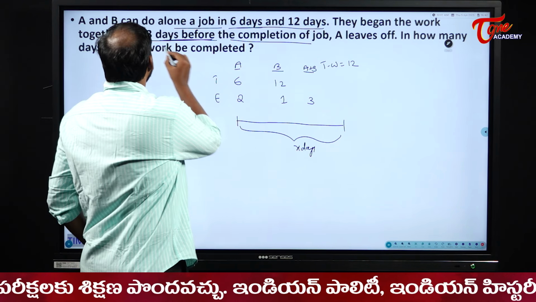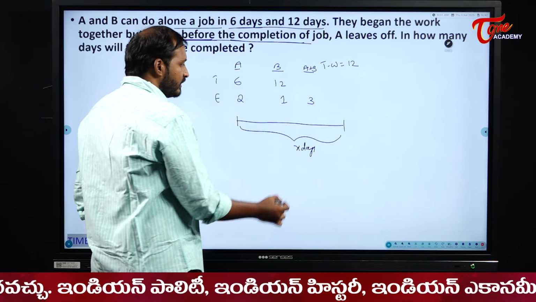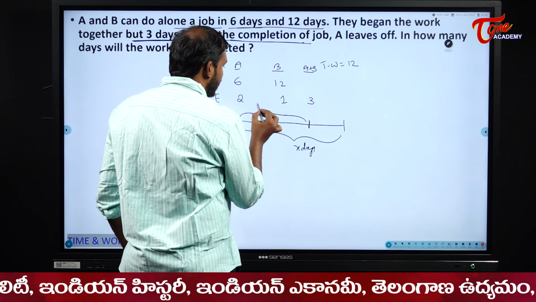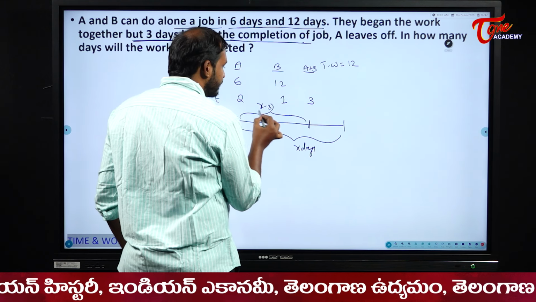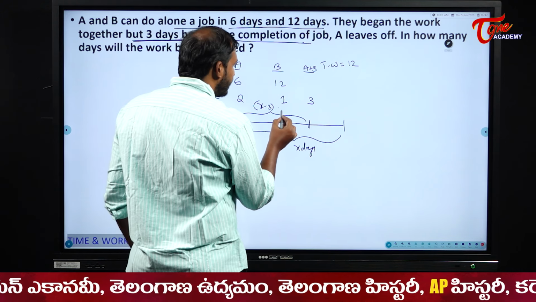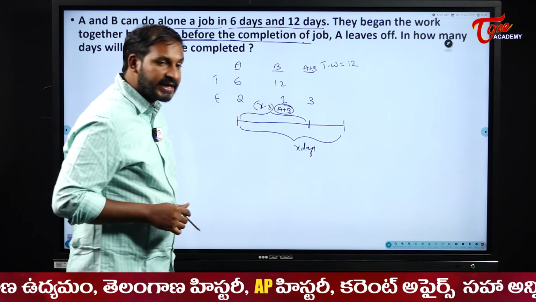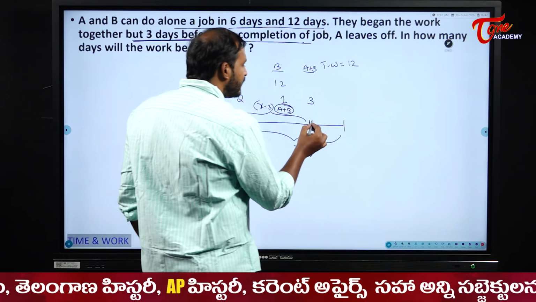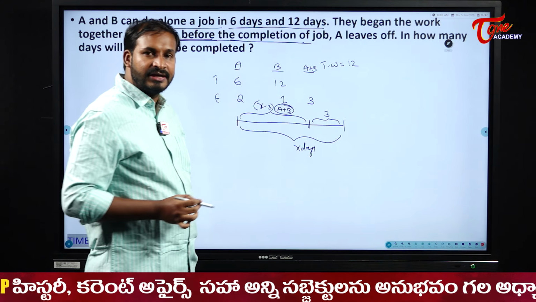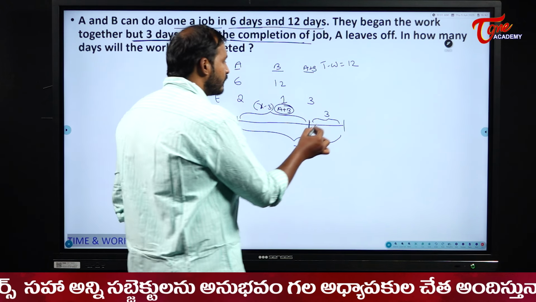Now next, but 3 days before the completion of the job, A leaves off. That means in X minus 3 days, who worked, students? For X minus 3 days, who worked? Both A and B, right? Both A and B worked for X minus 3 days. But when it comes to the last 3 days, who worked for the last 3 days? Only B, right? Only B.